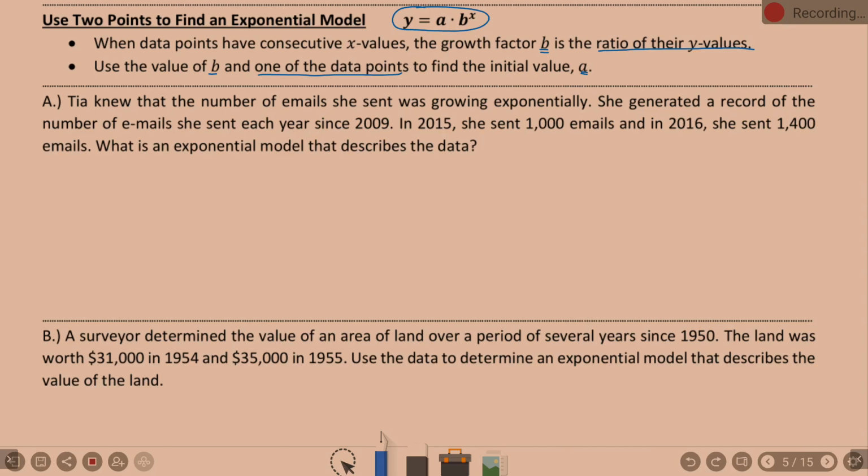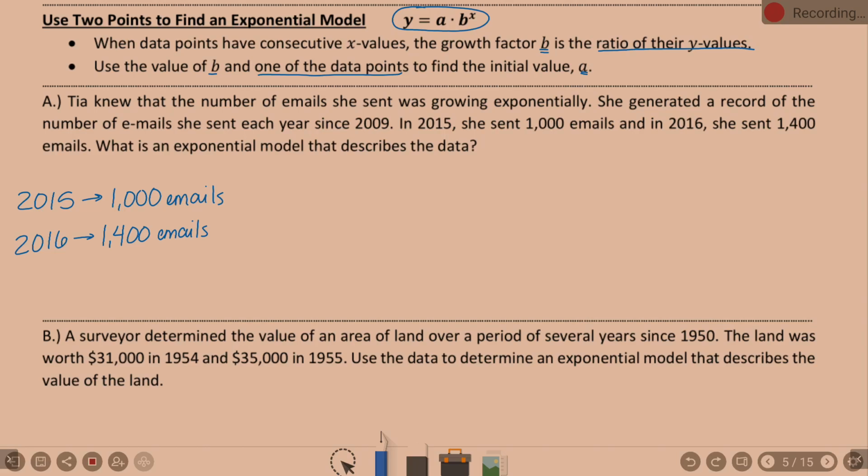What 2 years do we have information for? 15 and 16. We have information for 2015 and 2016, consecutive. With that in mind, what do we know about 2015? In 2015, she sent 1,000 emails. In 2016, she sent 1,400 emails. Okay?